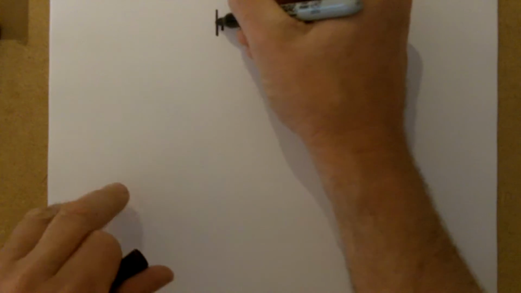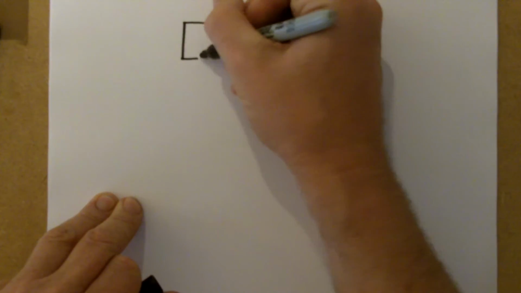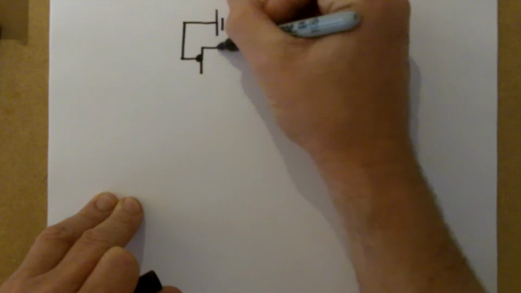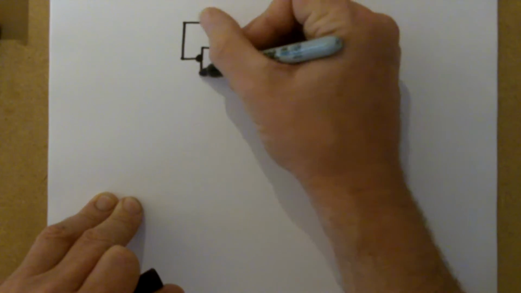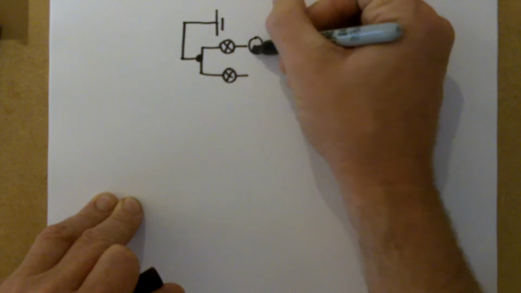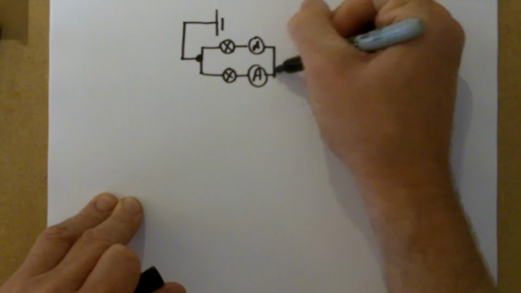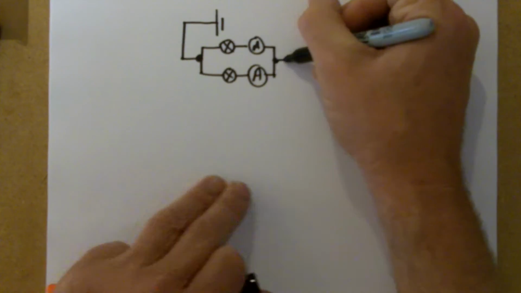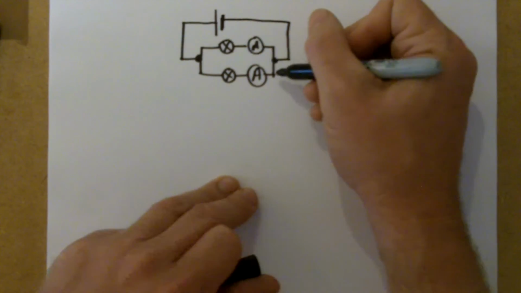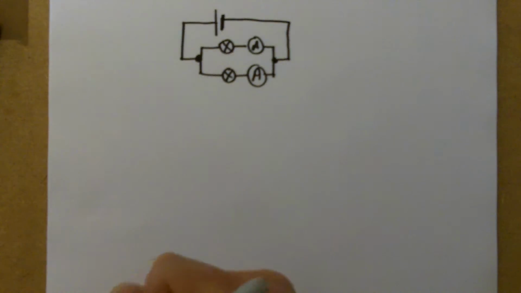A parallel circuit is one where at some point the current splits up. So you can identify a parallel circuit by the fact that you have a place where the circuit splits up, and then you should have a place where the current joins back together again. So this is what happens in a parallel circuit.